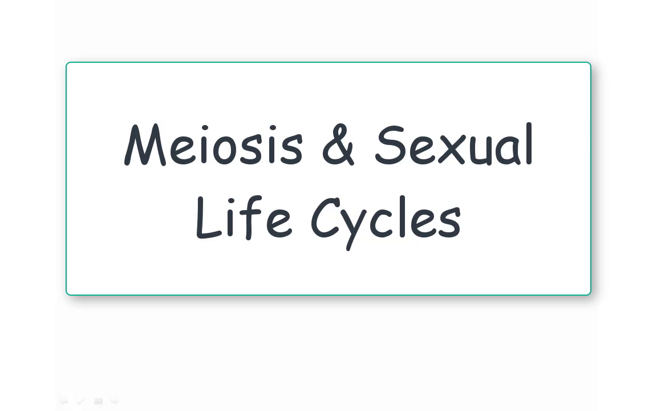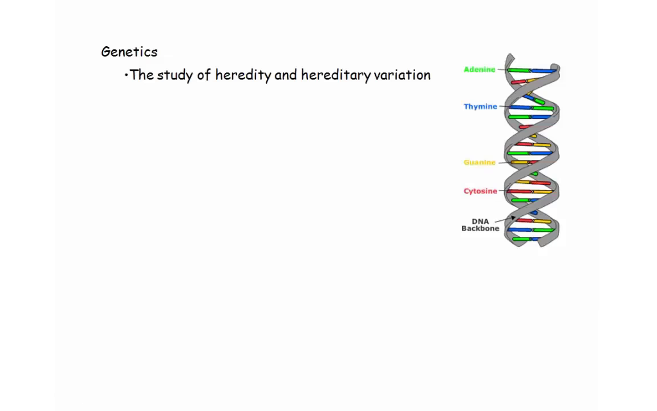Now, as we begin to talk about sexual reproduction, it's important to introduce the concept of genetics. Genetics is defined as the study of heredity and hereditary variation. These are things that are passed on from parents to their offspring, so these would be passed on in the form of the egg and the sperm.